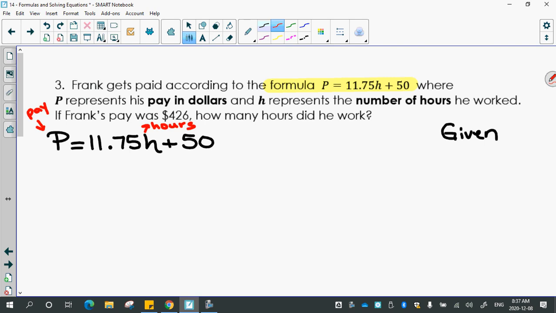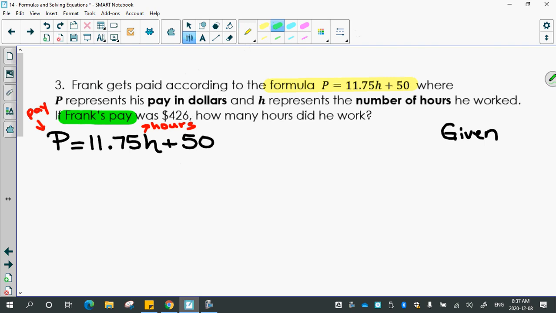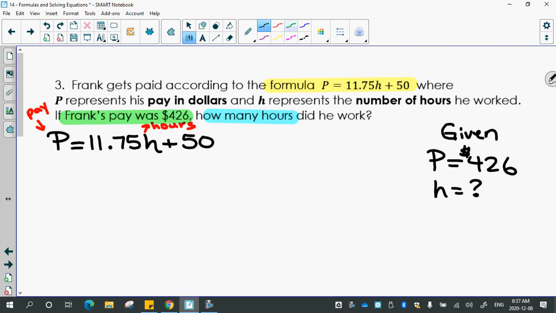If Frank's pay was $426, so we go over to our given. His pay is $426. How many hours did he work? So that means H is going to be what we have to find. So that's our formula we're working with.